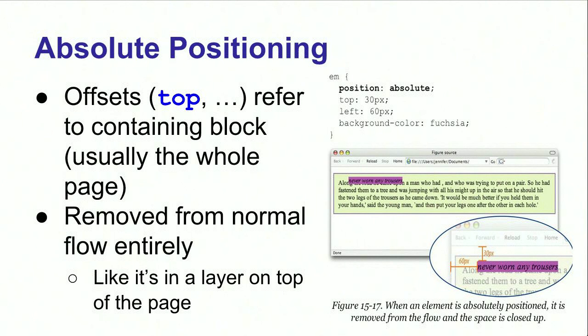In most situations, only 1 or possibly 2 offsets are given. There are special rules that come into play when conflicting offsets, like both left and right, are specified. In this example, the top offset specifies a 30 pixel gap between the top of the element and the top edge of the page. The left offset then specifies a 60 pixel gap between the left edge of the page and the element.